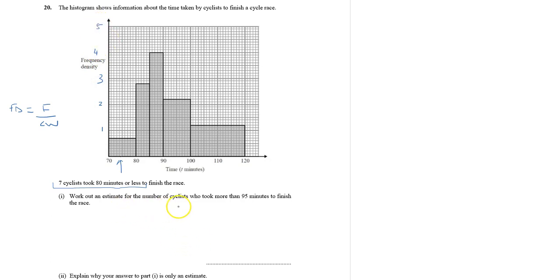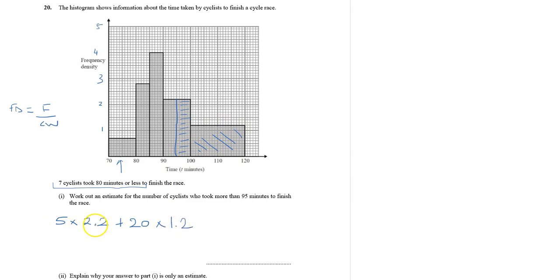And it says work out an estimate for the number of cyclists who took more than 95 minutes. So in other words, we're splitting this bar into 2, and we want this bit and then this bar here. For this bar, we can work out the frequency by finding the area of the bar, so the width times the density. So for this one, it's 5 times 2.2. That's the first bar, and to that we're going to be adding 20 times 1.2.